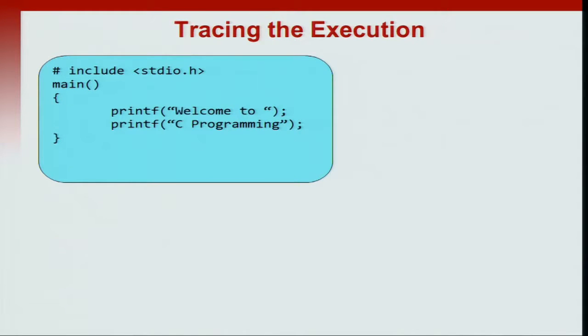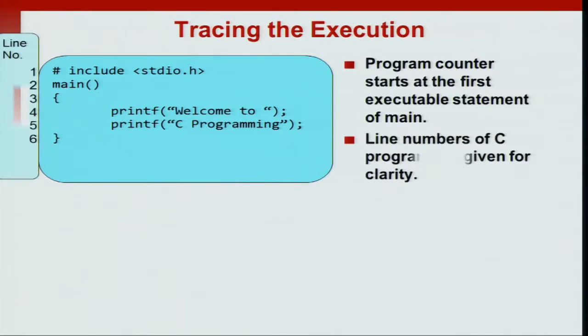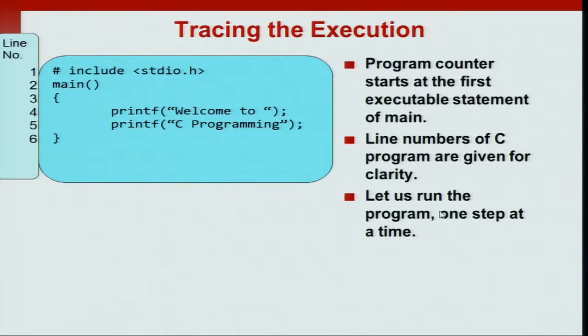Let us trace what happens when we execute the program. By tracing we mean step by step looking at each statement and see what happens when the program executes. Okay. We have what is known as a program counter, which says here is the currently executing line of program. The program counter starts executing at the first statement of main. For ease of reference, I have given line numbers in the code. Now, this is given just for clarity. Now, let us just see what happens when we run the program line by line.